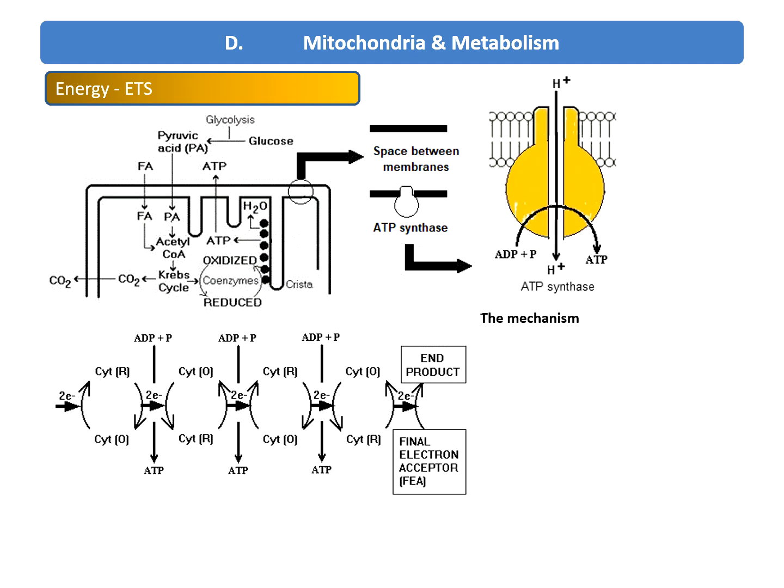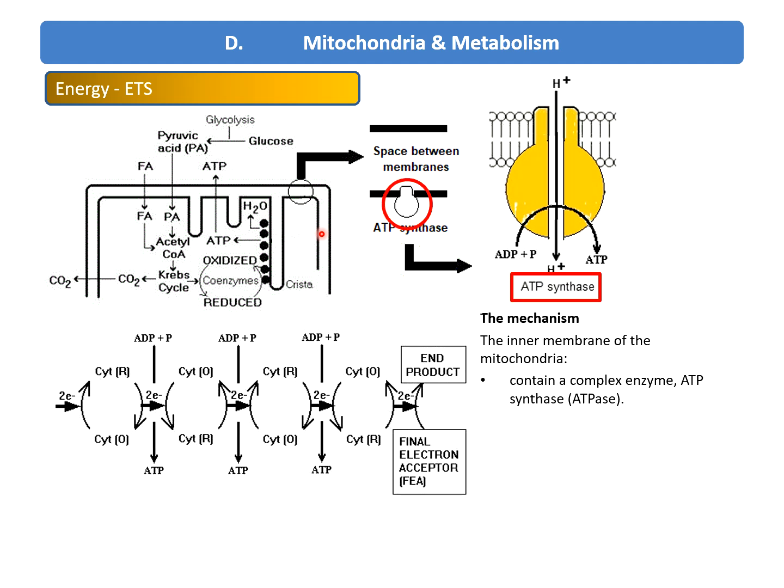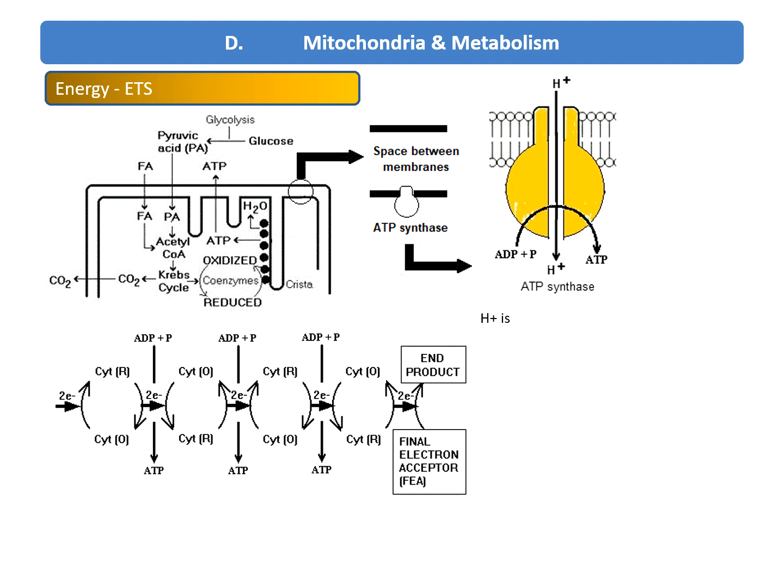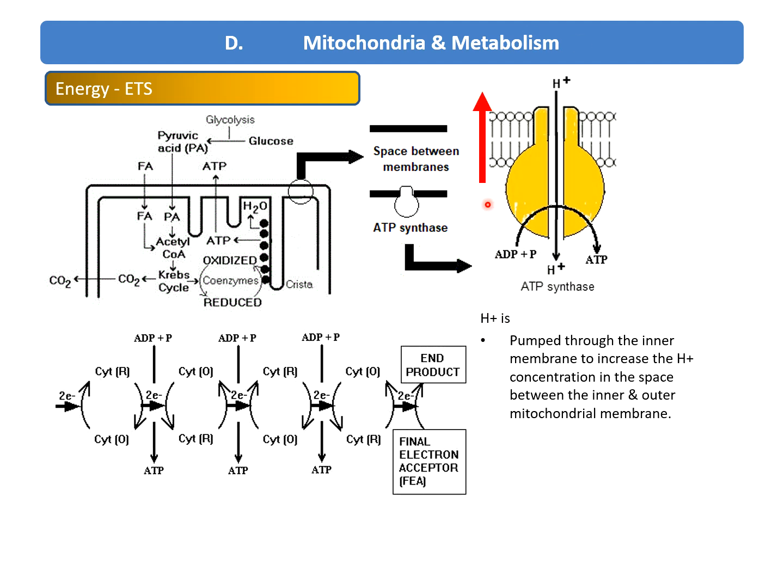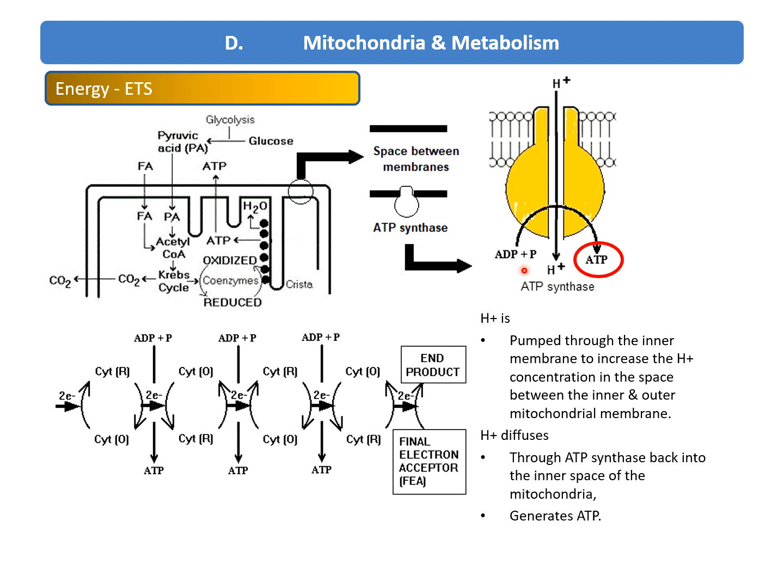Let's look at some details on how ATP is generated. The inner membrane of the mitochondria contains a complex enzyme called ATP synthase. Here's the space between the two membranes, so this is the outer membrane of the mitochondria. Hydrogen is pumped through the inner membrane into the space and then diffuses back through the ATP synthase, and in so doing, it provides enough energy to link phosphate to ADP to generate ATP.